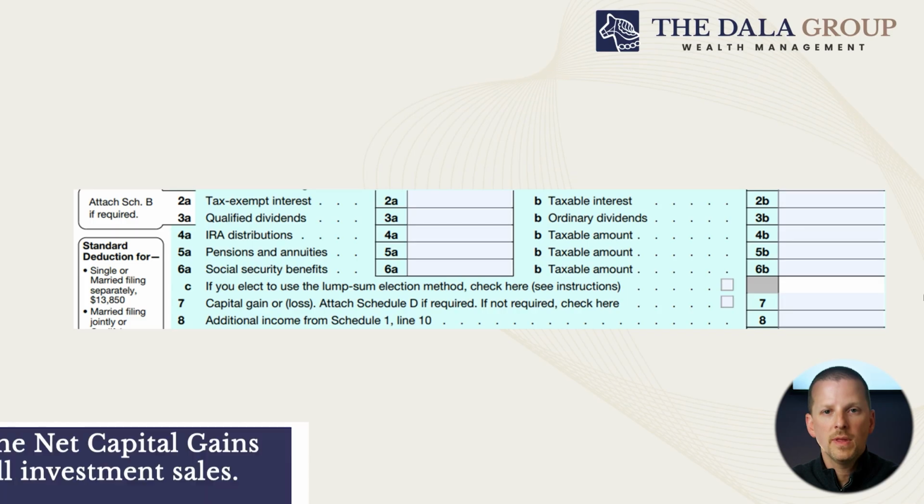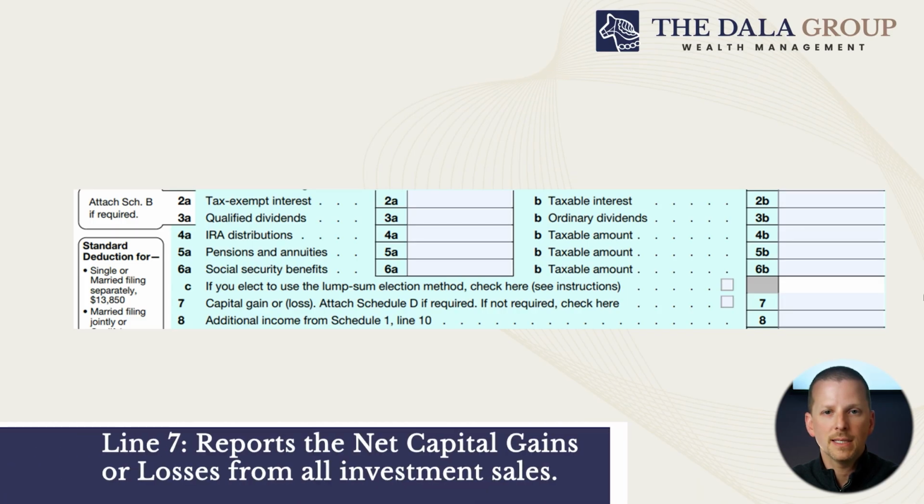There are a couple of important items to address here. Gains and losses from investments will offset each other. The net gain or loss from all the sales is then reported on line 7. If your net losses are more than $3,000, you are limited to $3,000, and the rest of your loss will be carried forward into the following year.